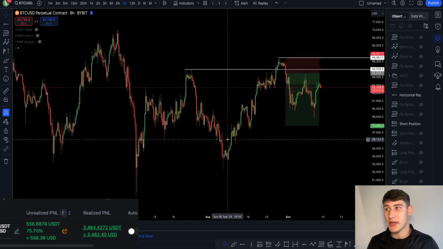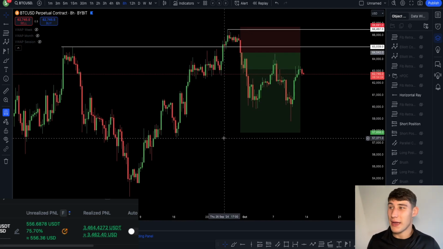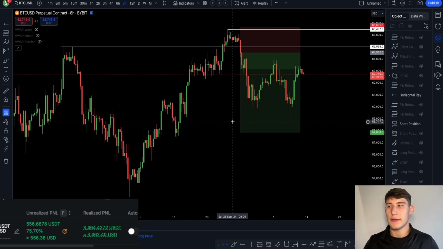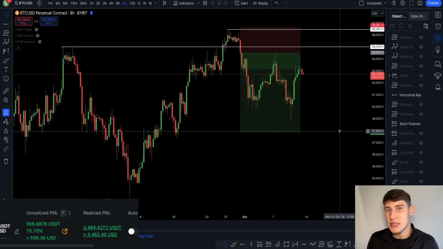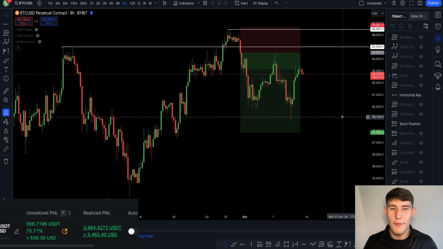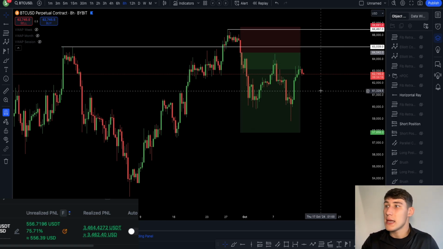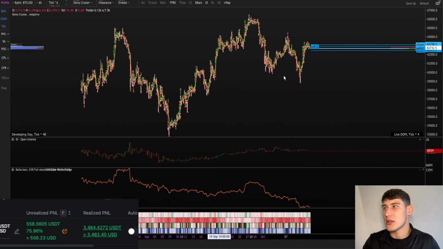So it hasn't been good market conditions recently for the long trades, but nevertheless, it doesn't mean I'm not taking long trades. Of course, I have been taking long trades as well, but recently the short trades have been a little bit more favorable. They just have.